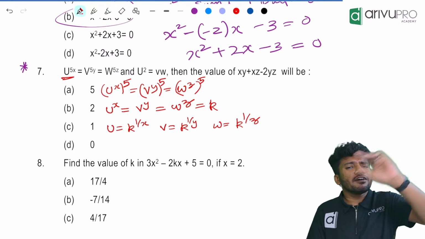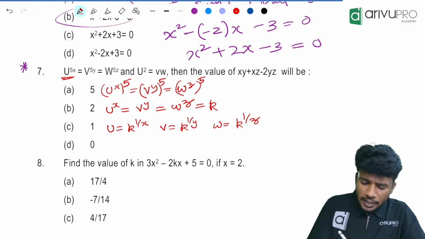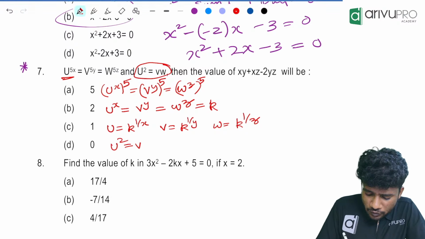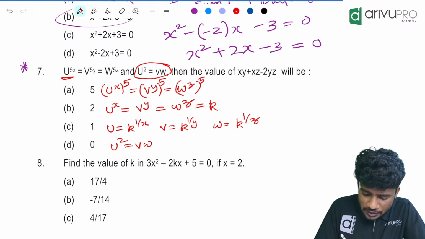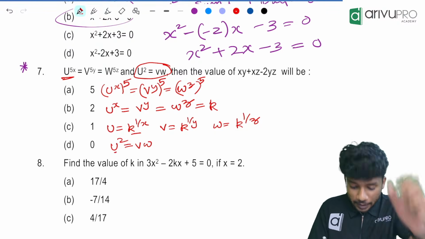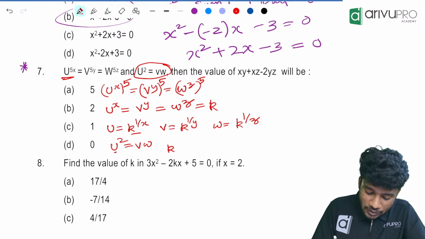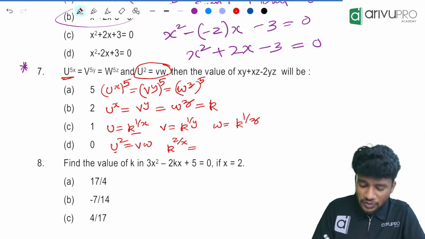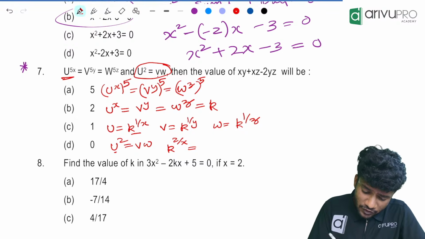We have the value of u, v and w. Now the given thing is what, people? We need to find u square is equal to vw. U square means what? Instead of u, you will put k raised to 1 by x. That can be written as k raised to 1 by x the whole square can be written as k raised to 2 by x, which is equal to. Now instead of v, we will put what?